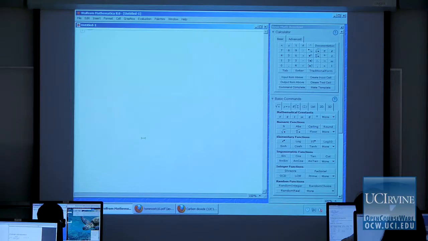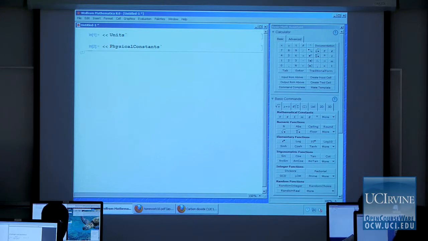So let's go ahead and calculate this thing, conv. Now, I want to make use of Mathematica's predefined units and physical constants. So I'm going to load those two packages. You may recall we used those early on in the course. So I'm going to say less than Units, left single quote, enter, and then less than PhysicalConstants, left single quote, enter. Okay. So now we have all those units and physical constants.